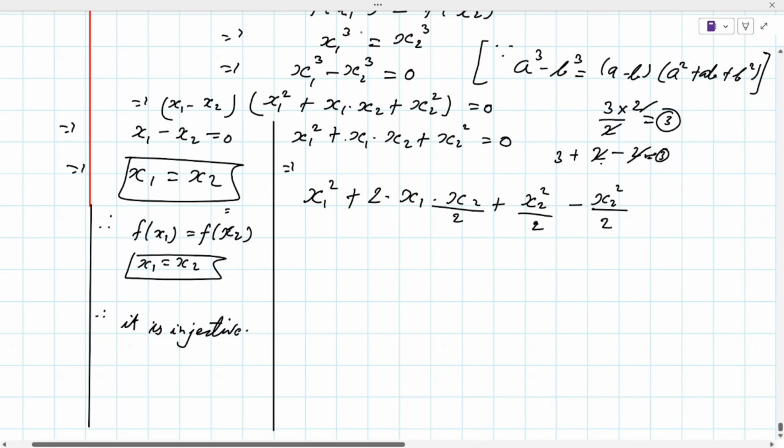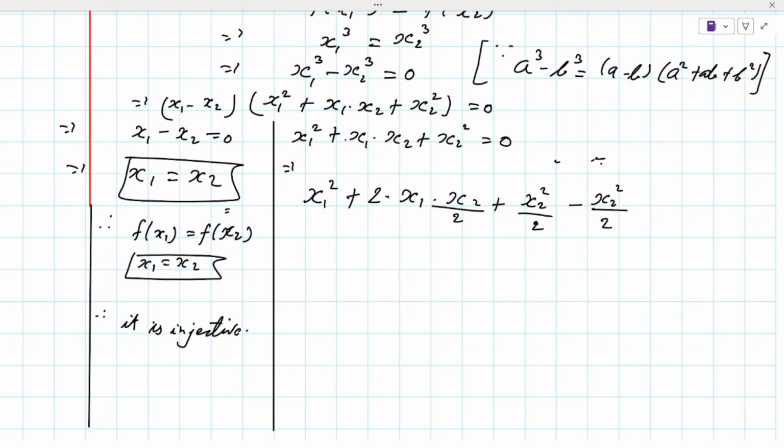It won't be the same, sir, because you'll cancel both of them. Sorry, I didn't understand what you are saying. Sir, what is x2 square minus x2 square by 2 equal to? Here, this is x2 square, right?